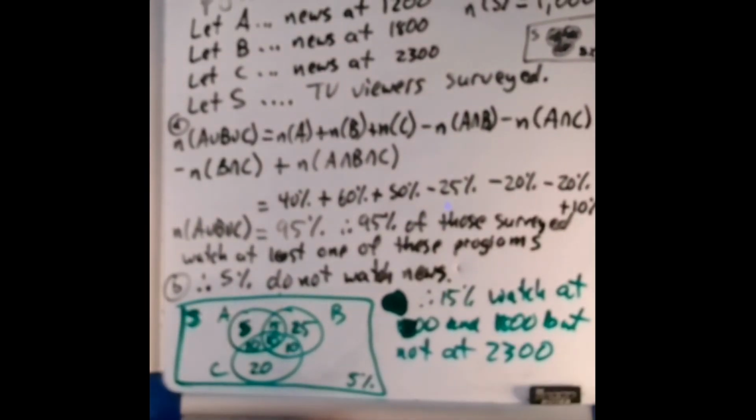Question D says, what percent view only one of these shows? That's going to be everyone that is only in A, only in B, and only in C. So we can add those up: 5 plus 25 is 30, plus 20 is 50%. So therefore, 50% view only one of these shows. And question E, what percent view exactly two of these shows? We can look at people who are in the intersection between two sets, but not in all three. So these areas right here: 10 plus 10 is 20, plus 15 is 35. So therefore, 35% view exactly two of these shows.